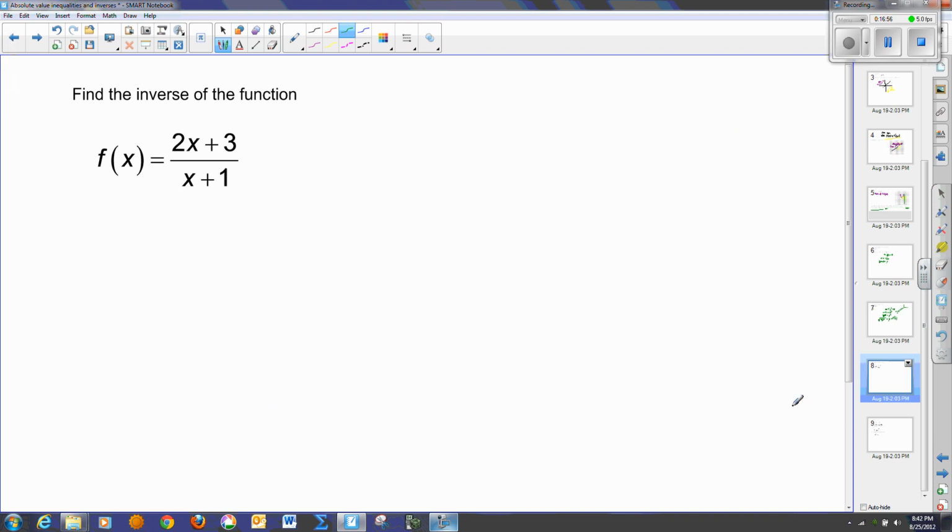This is one of the more difficult inverse function problems. We're going to switch the x's and the y's again. So I have x now equaling (2y plus 3) over (y plus 1). I have to get y by itself. Now the problem is I've got a fraction here and I don't want to deal with that. So I'm going to multiply both sides by y plus 1.